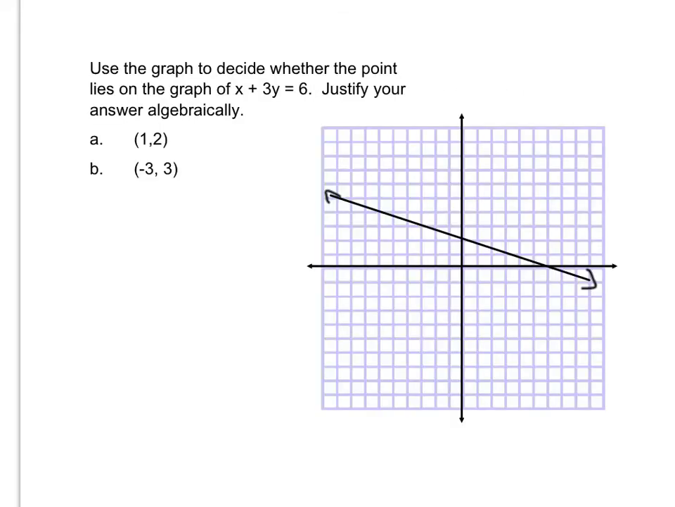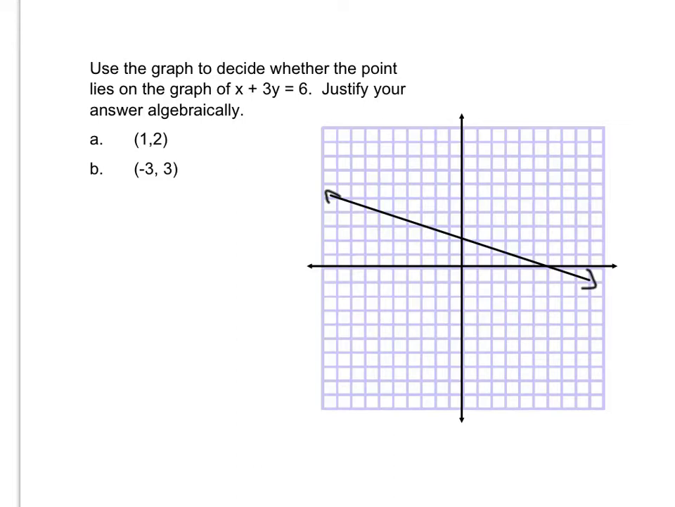Okay, this example says, use the graph to decide whether the point lies on the graph of x plus 3y equals 6. Justify your answer algebraically. So what they want us to do is, this is the graph for this line right here, x plus 3y equals 6. And we want to know, does the point 1, 2 lie on the line or not, and does the point negative 3, 3 lie on the line? And this is important. It says justify your answer algebraically, because sometimes, just by looking at a graph, it can be a little inaccurate. It may look like it's actually crossing somewhere where it's not.